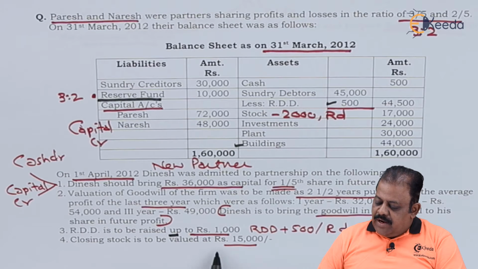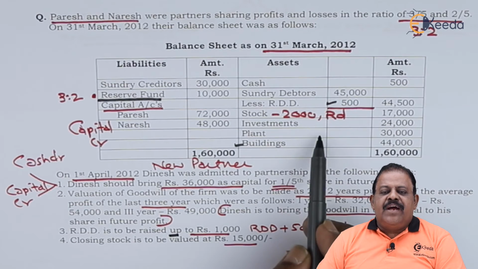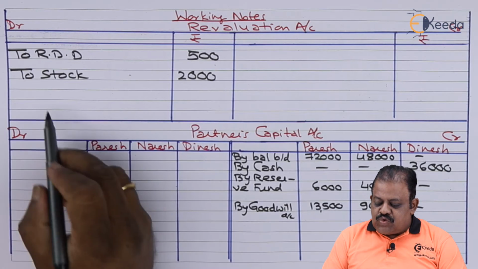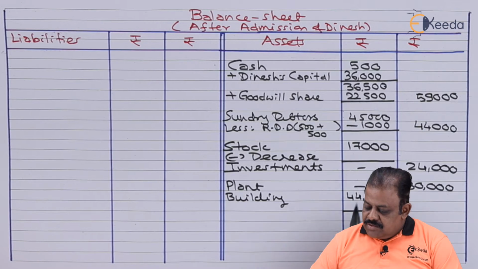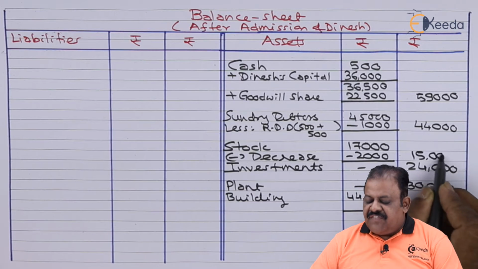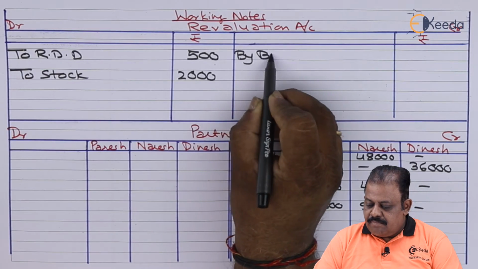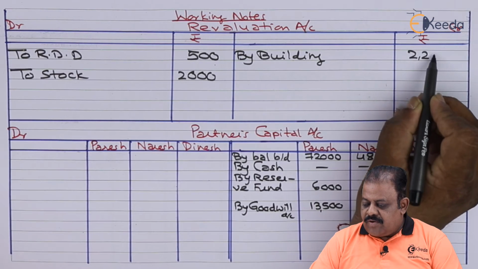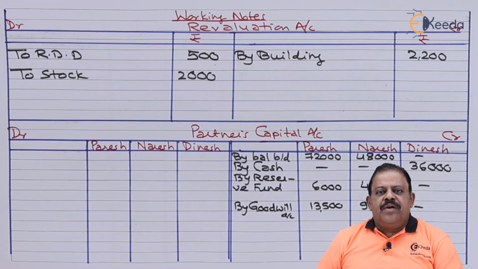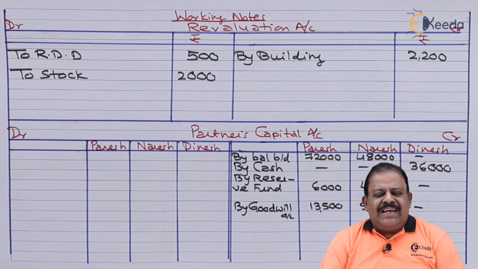Closing stock is to be valued at 15,000. Stock is 17,000. So it is reduced by 2,000. Revaluation account debit to stock 2,000. Balance sheet, stock is reduced by 2,000. So it is 15,000. Building to be appreciated by 5%. We have calculated the amount is 2,200. Building 44,000, added appreciation 5%, 2,200. So it becomes 46,200. We have given effect to all adjustments.